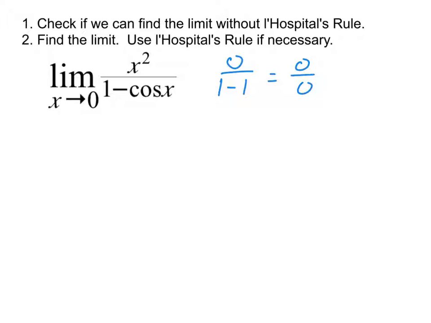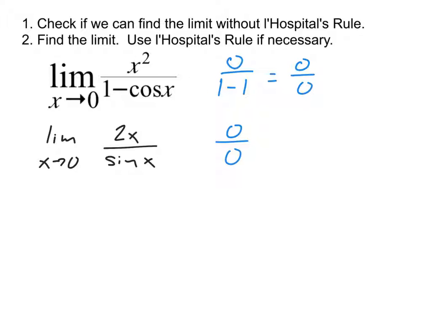All right, so it does tell me to use it. Now I'm going to do the limit as x approaches 0, derivative of the top, 2x, derivative of the bottom, which gives me sine of x, because the derivative of cosine is negative sine, and negative sine gives me positive sine. Then once again, let's try direct substitution. Let's plug in that 0. That gives me 0 on the top, and on the bottom, sine of 0 is 0. Okay, so that tells me I've got to do it again.